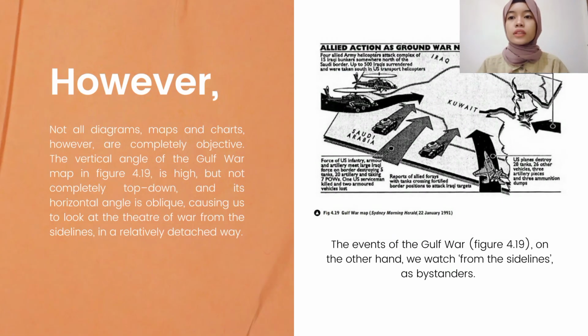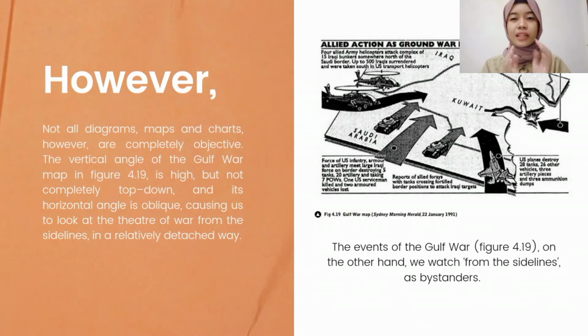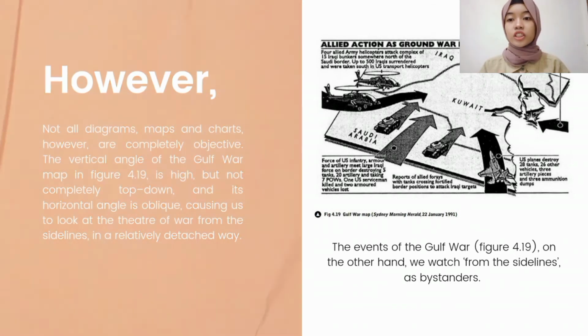However, not all diagrams, maps, and charts are completely objective. The vertical angle of the Gulf War map in figure 4.19 is high but not completely top-down, and its horizontal angle is oblique, causing us to look at the theater of war from the sidelines in a relatively detached way.